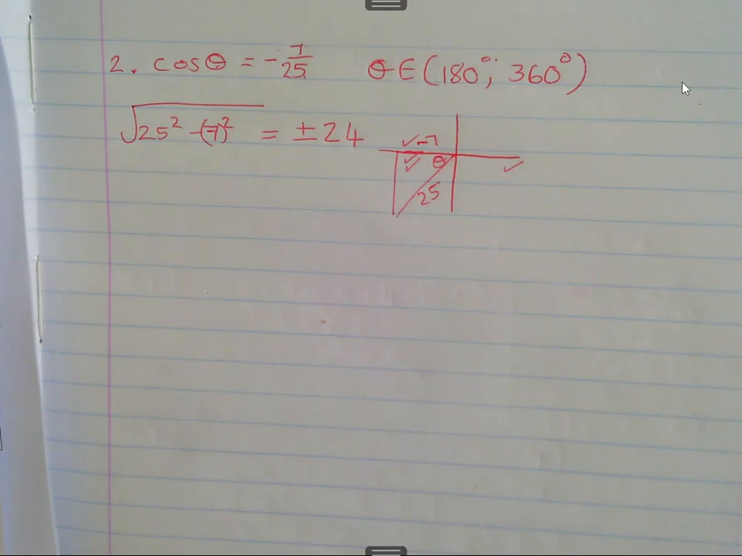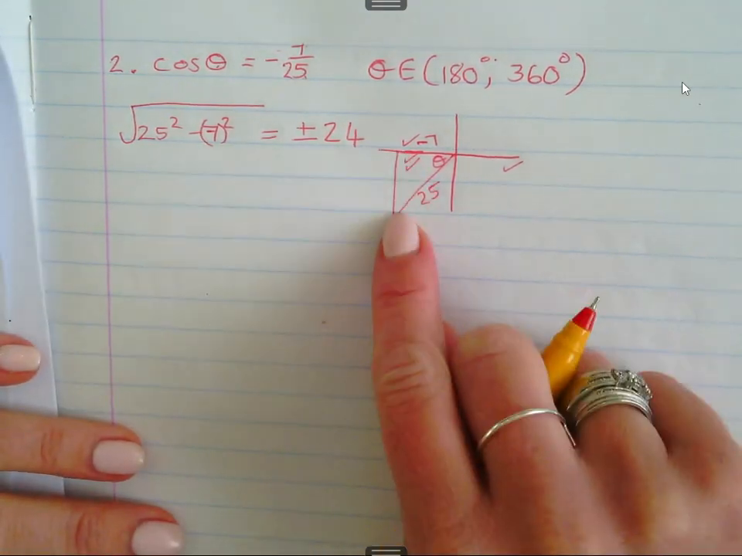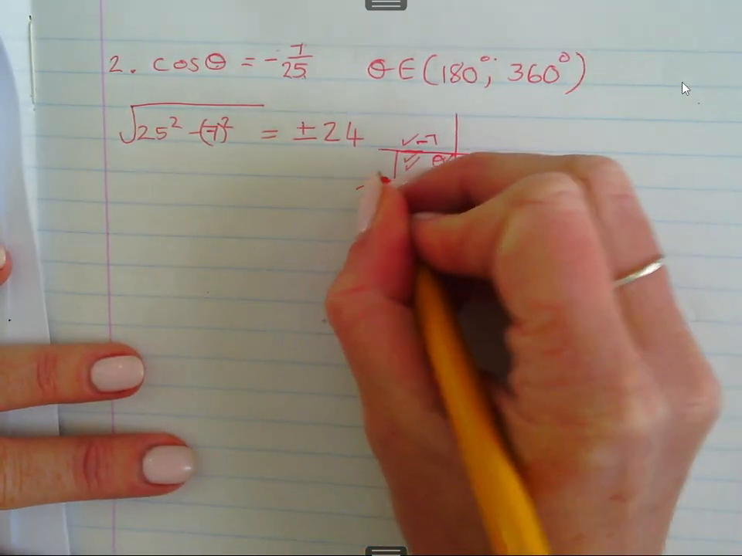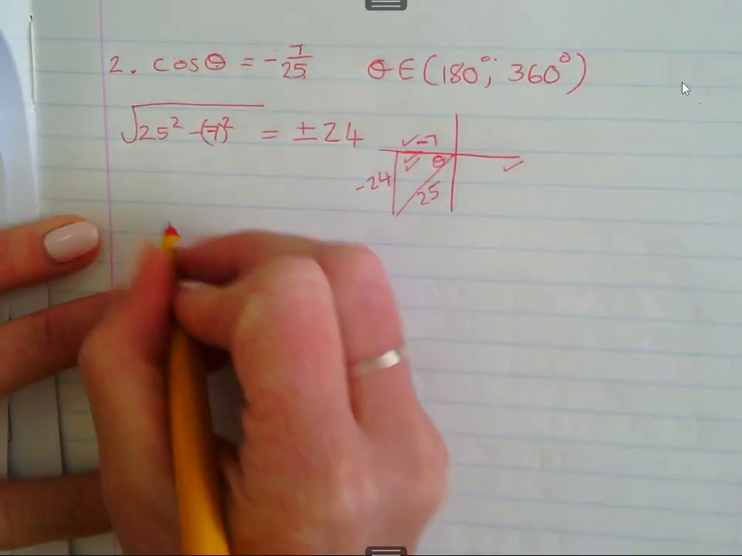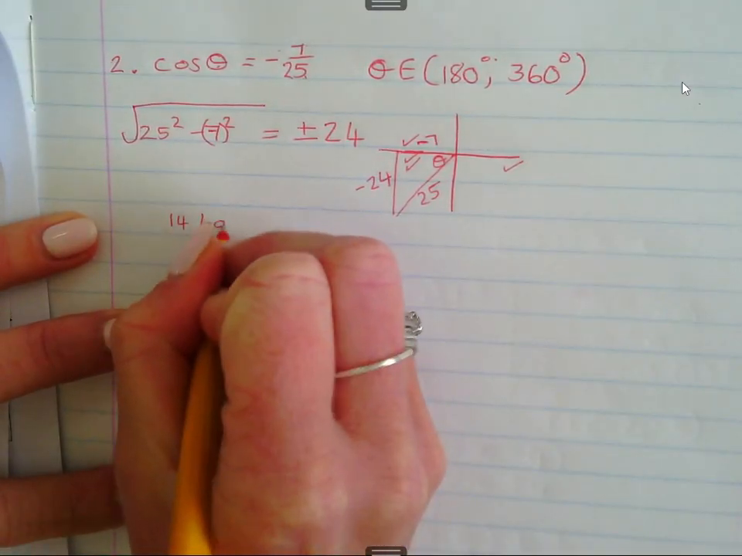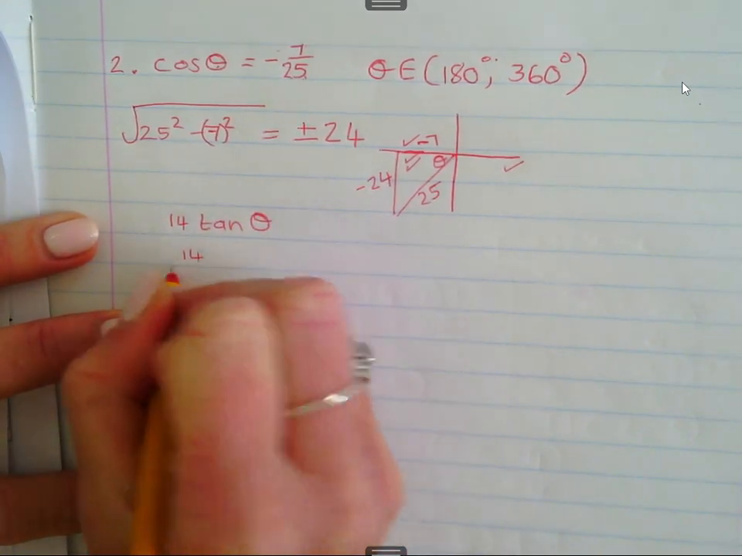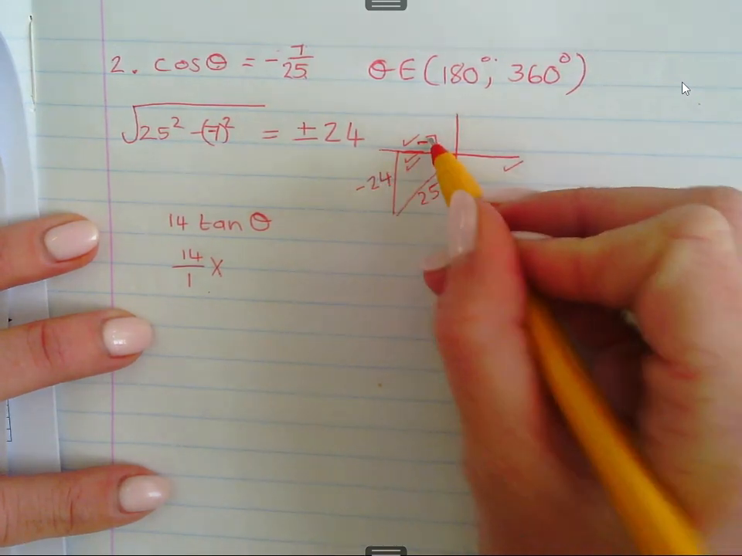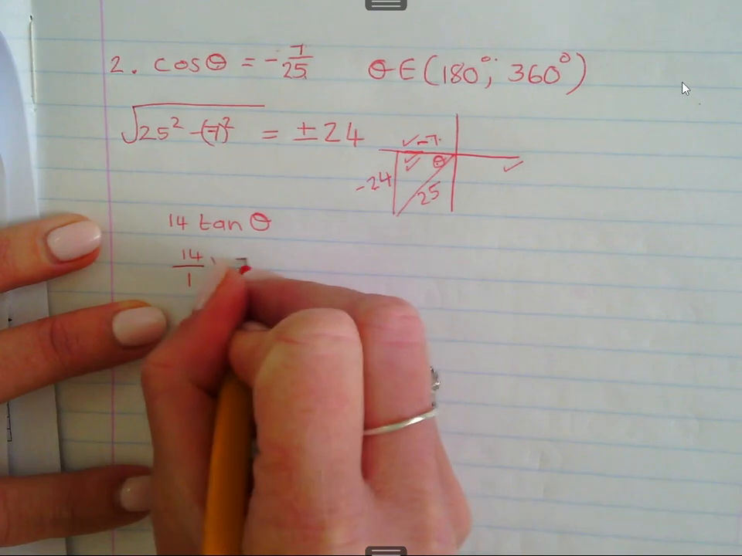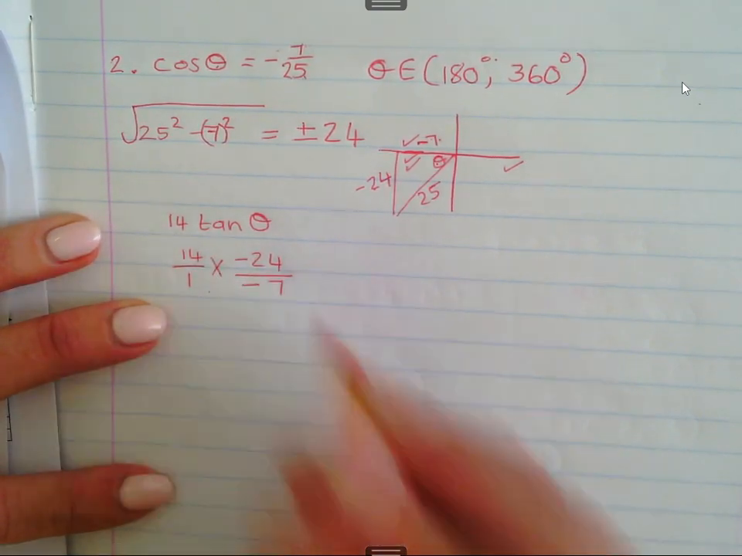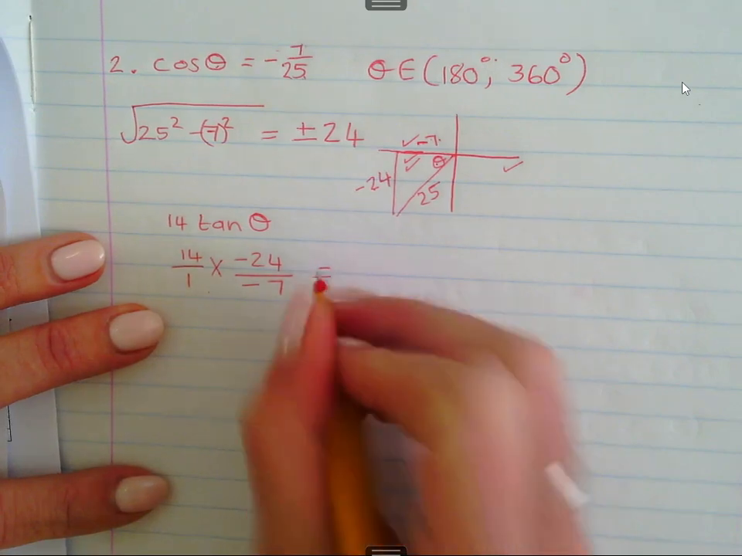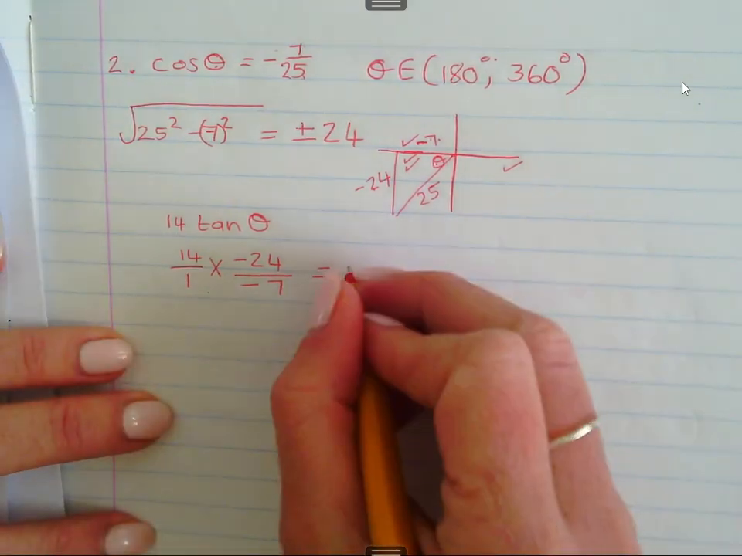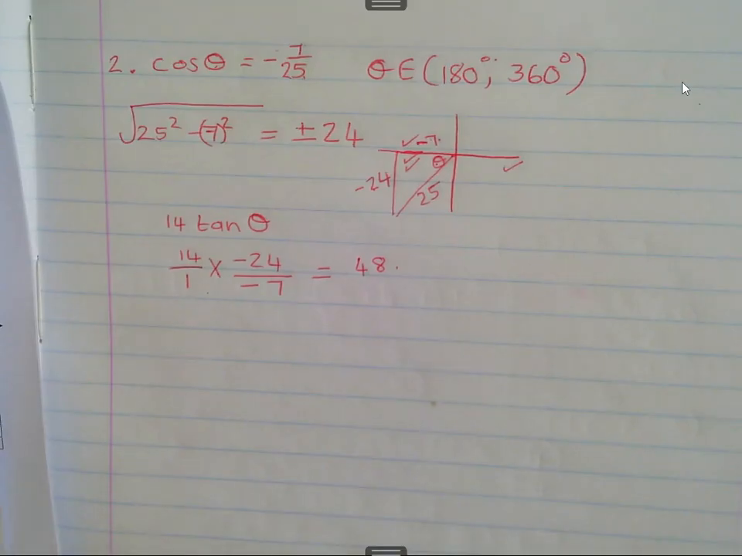En nou gaan jy kyk na die posisie van die onbekende sy. Sou dit 'n negatiewe y-waarde wees of 'n positiewe y-waarde? And because it's in the negative direction, I therefore know that this is negative 24. Now they want you to calculate 14 tan theta. So I'm going to say 14 over 1 times the tan of theta, which will be opposite over adjacent, teenoor staan op aangrensend. Dis -24 op -7. And now you can just type it on your calculator, or you can work it out with your fraction rules. That will be fine, but it gives you an answer of 48. You don't have to show any calculations there.